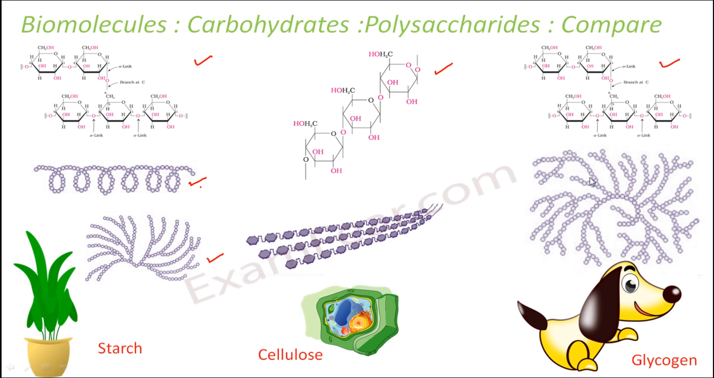So now are you getting an idea of how different monosaccharide units can get linked to form polysaccharides? The same monosaccharide unit, that is the same glucose, is getting connected in many different ways to form different polysaccharides which have properties so different from each other, like starch, cellulose and glycogen.